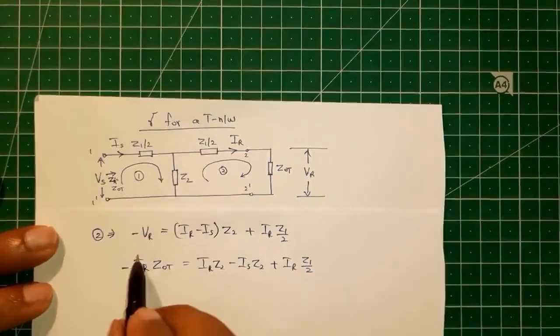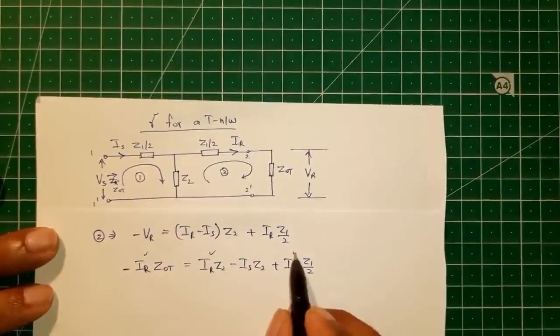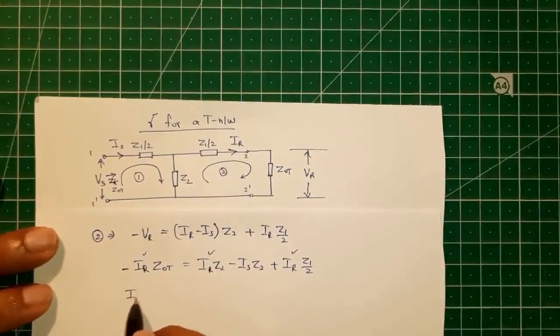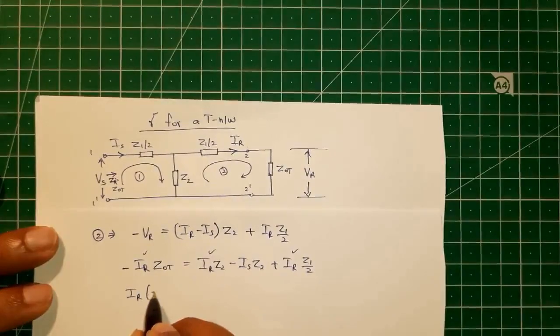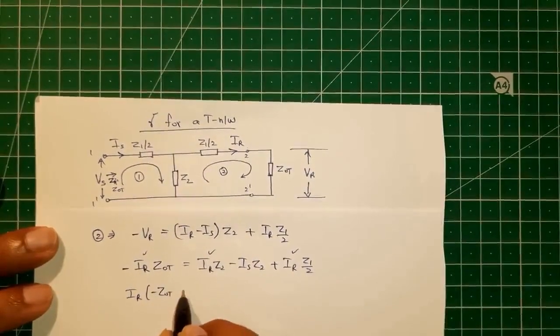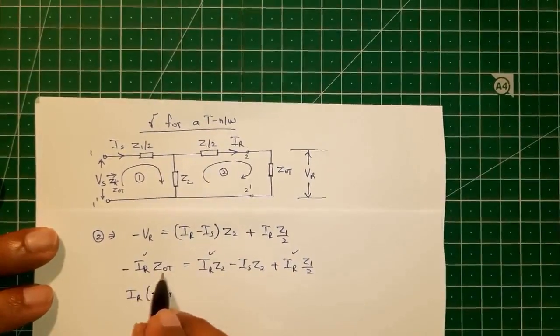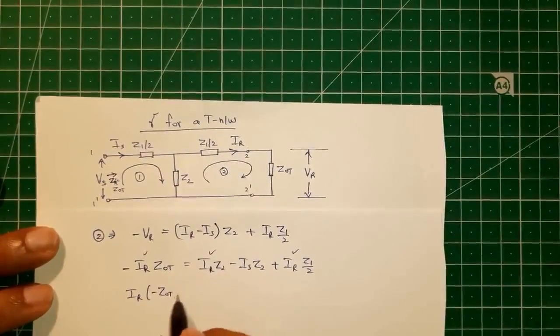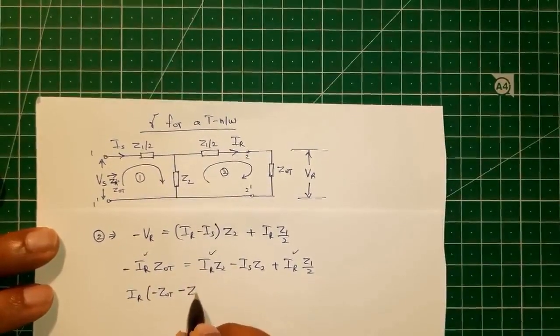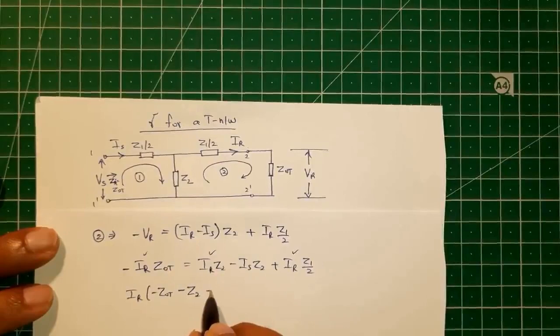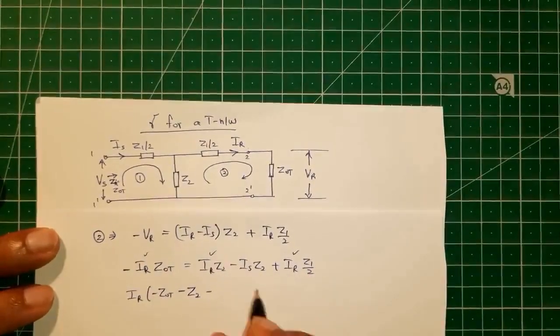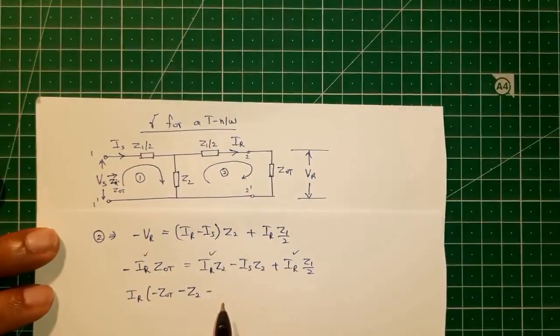I will collect the terms for IR. So we have IR into minus Z0 T here, and this Z2 will come here with a negative sign, and this Z1 by 2 will also come to this side with a negative sign.